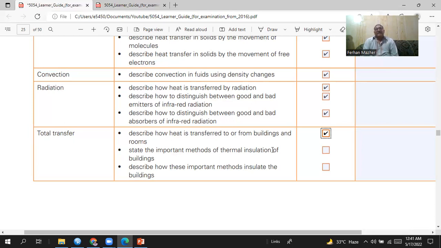Describe how these important methods insulate the building. You should know that. Okay. So every method stops a certain transfer of heat. For example, some methods will stop the conduction, some methods will stop the convection, and some will stop the radiation. So you should be able to describe that this will stop this way of the transfer of energy.